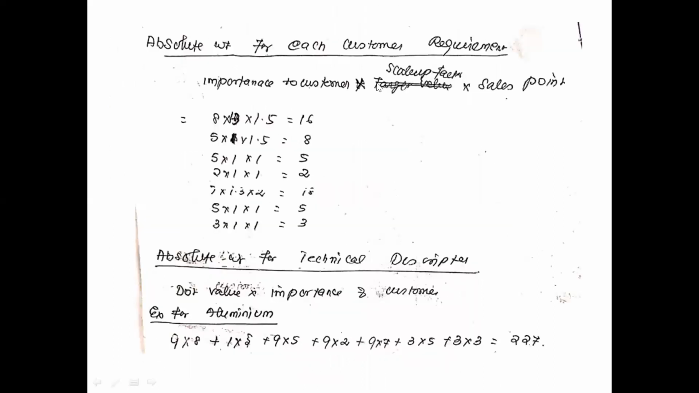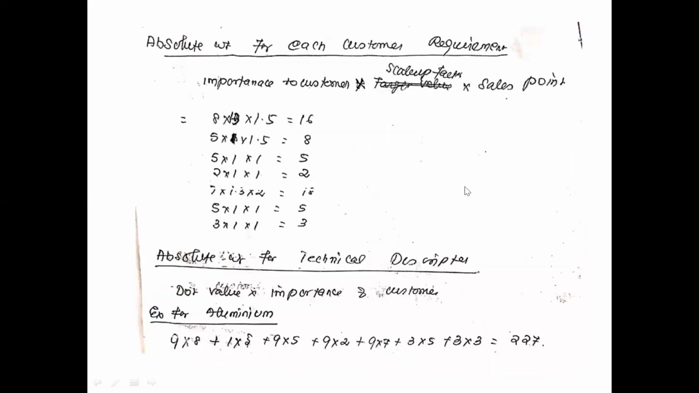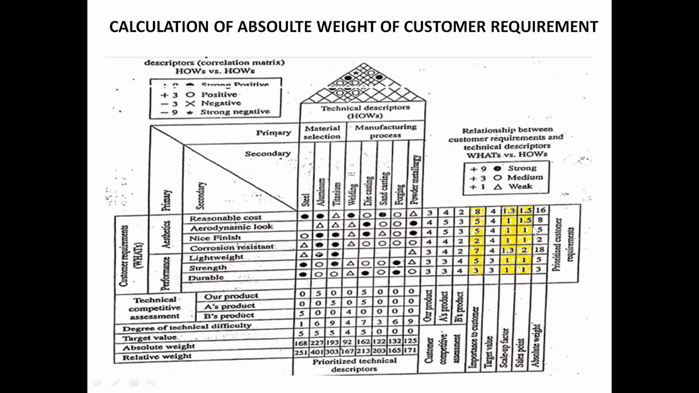So it is importance of customer into scale-up factor into sales point. By seeing the graph, importance of customer into scale-up factor into sales point. So 8 into 1.3 into 1.5, 16. 5 into 1 into 1.5, 8. Like that we calculated: 8 into 3 into 1.5, 16. 5 into 1 into 1.5, 18. 5 into 1.8, like that. We are calculating the customer absolute weight.